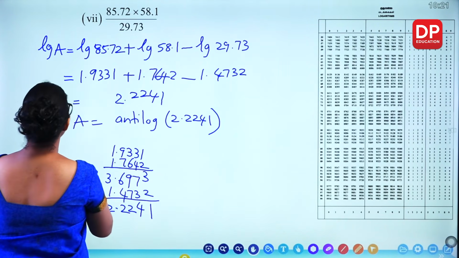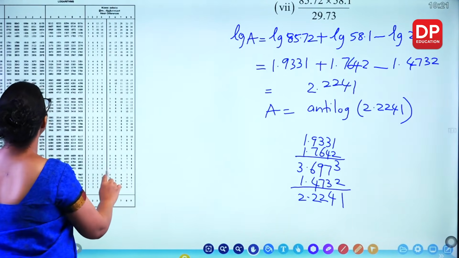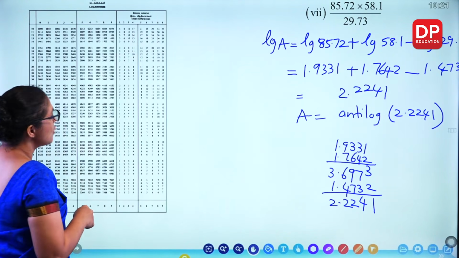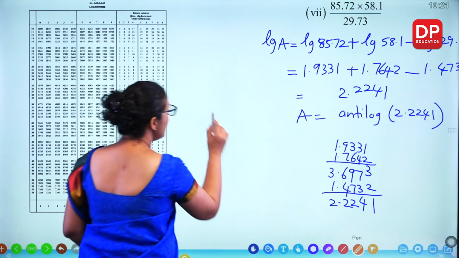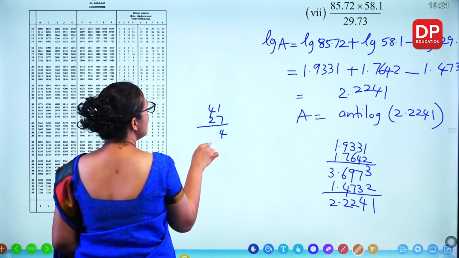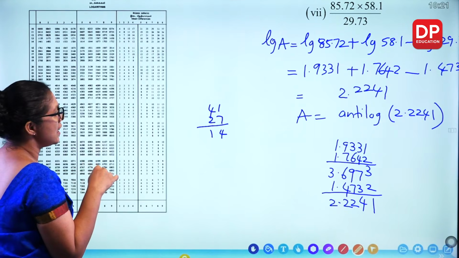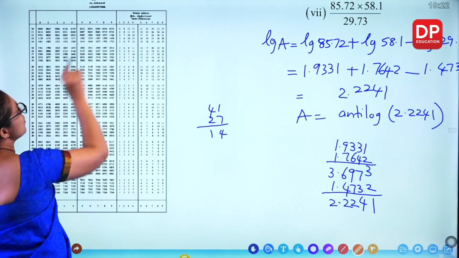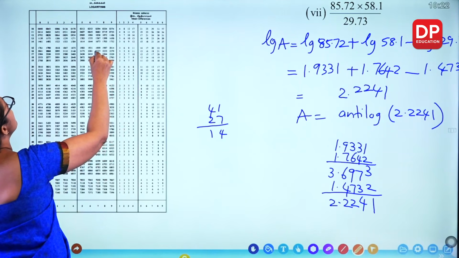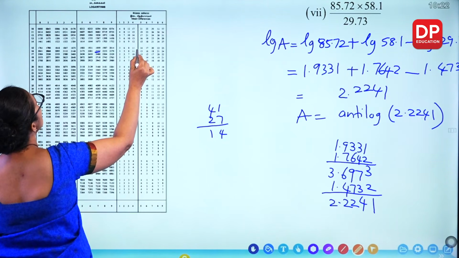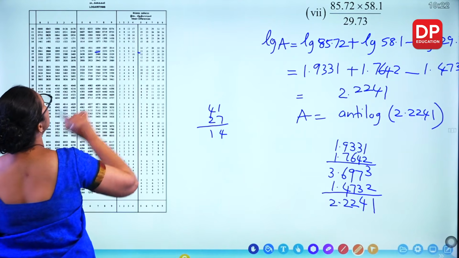You can refer from the first table. 2241. 27 is there. You need 41. When you subtract, you need another 14. 2241. 27 is there, you need another 14. That's the closest value here.